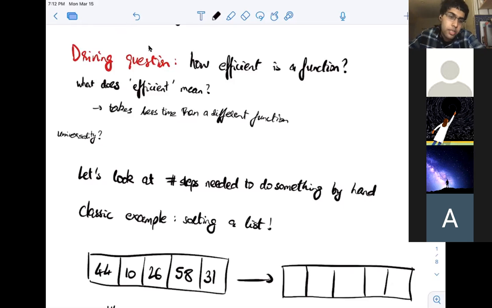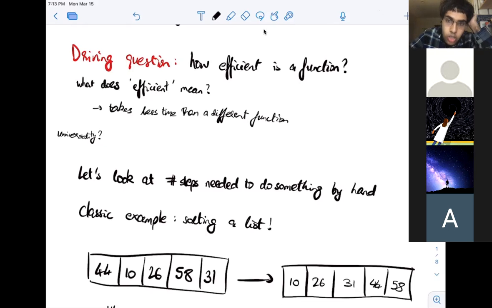One thing they talk about a lot is this example of sorting a list. So, really easy participation here. I want to sort this in ascending order. What do I put in? 10, 26, 31, 44, and 58. Yeah. Okay. Now, slightly harder question. How did you do that? I checked from left to right. I found the smallest number. I put it there. Then I did the same for the next number. Yeah. Good on you for being able to exactly identify how you did it.